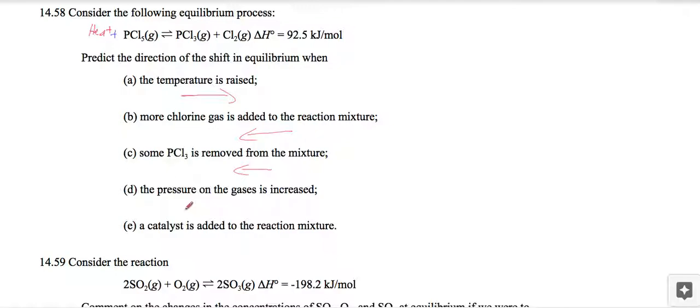This direction. Pressure on the gas is increased. All right, so we have 2 gas molecules on the product side, 1 on the reactant side. So it's going to go to this side. Fewer gas molecules. Catalyst. No effect. I think I missed that problem before, but if we add a catalyst, it doesn't change the equilibrium at all. All it does is allow it to reach equilibrium faster.